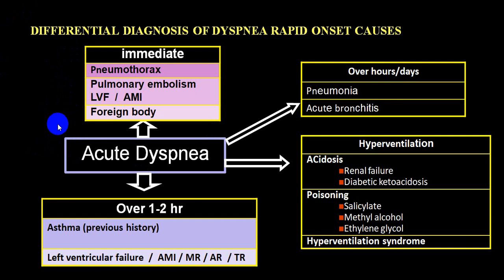We have already mentioned some of these things. Acute dyspnea, which is absolutely sudden: pneumothorax, pulmonary embolism, acute MI, acute LVF, foreign body. Some of the common everyday practice. Over hours and days: pneumonia, acute exacerbation of COPD. Also non-cardiac, non-respiratory, do keep it in mind: renal failure, diabetic ketoacidosis or salicylate poisoning, alcohol intoxication, hyperventilation syndromes. Over 1 to 2 hours: status asthmaticus, acute left ventricular failure, which may be because of acute MI, acute MR, acute AR, acute TR. These are some of the examples.